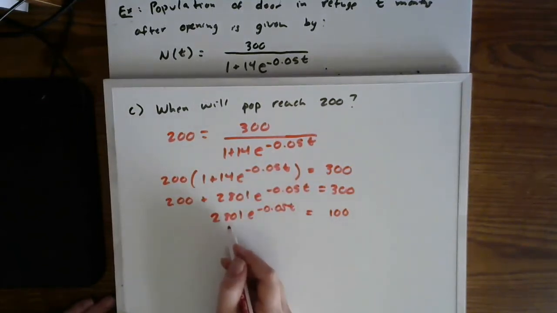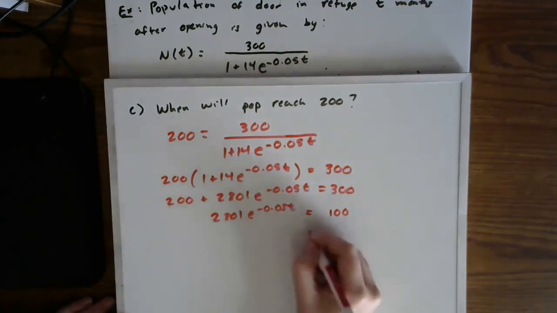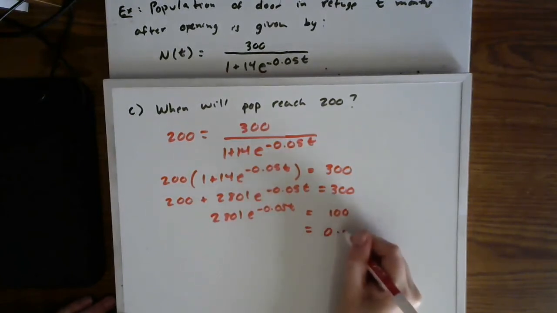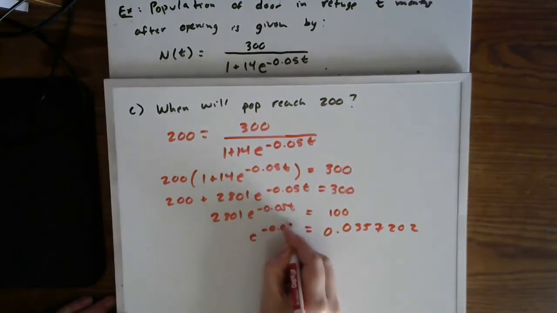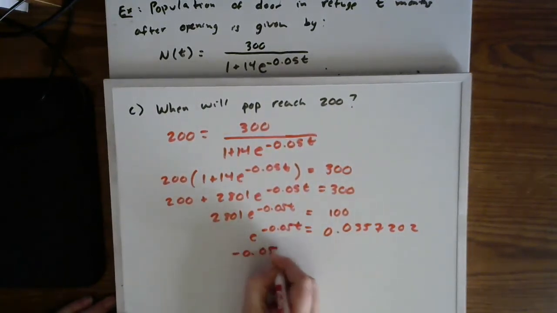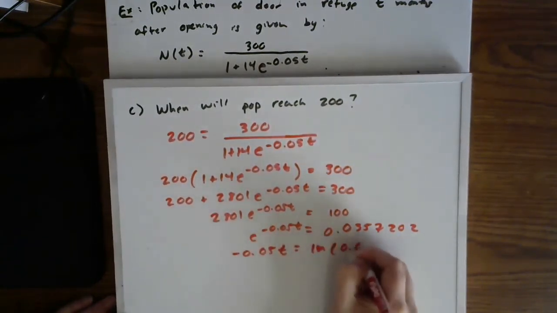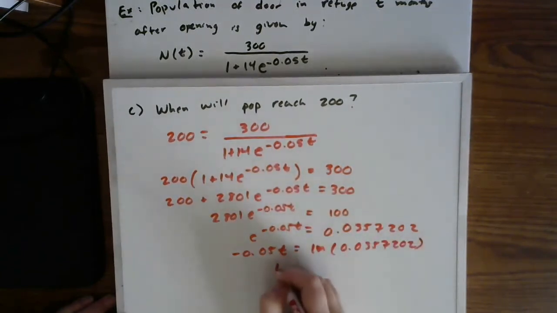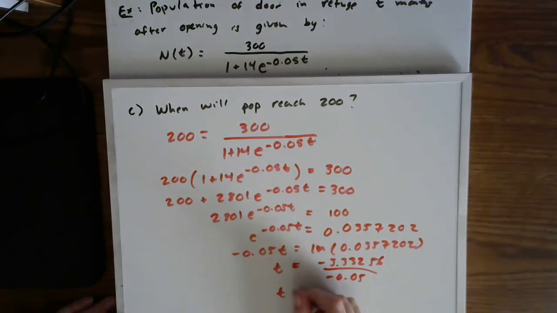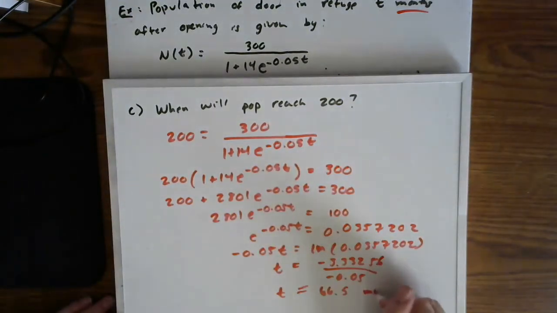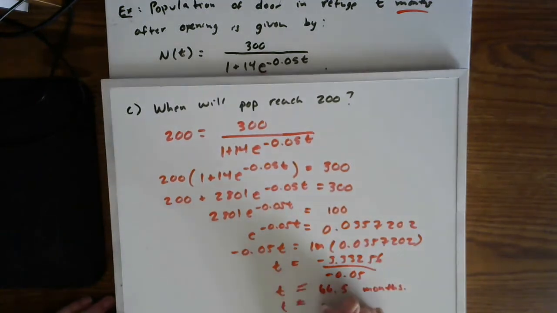Divide both sides by 2801. So I have 0.0357202. Then I will natural log both sides. And finally, divide both sides by negative 0.05. So in its decimal form, I have that numerator for the ln, and then the negative 0.05 for the denominator. So I end up with approximately 66.5. Remember, this was in months. So if you'd like, you could convert that into years, and it's approximately 5.5 years.